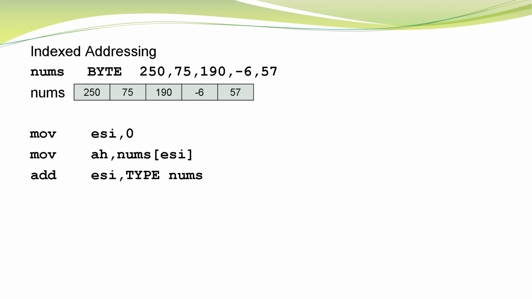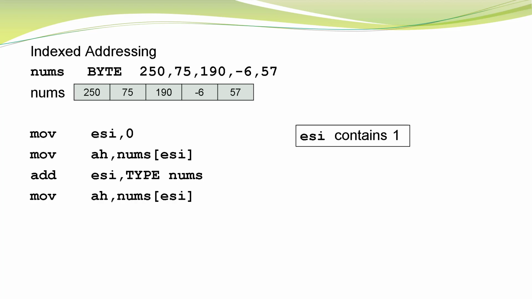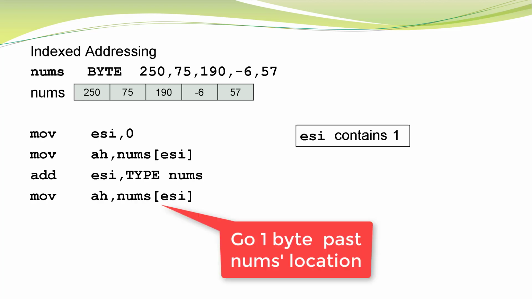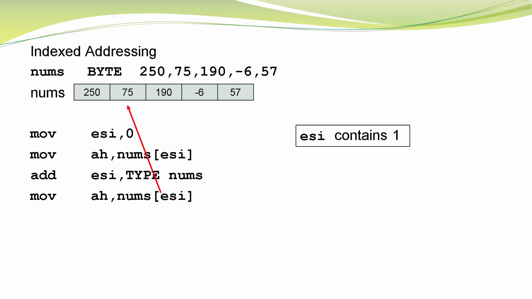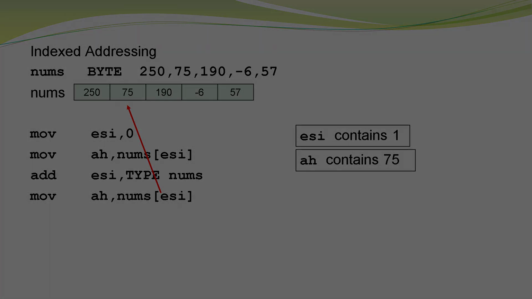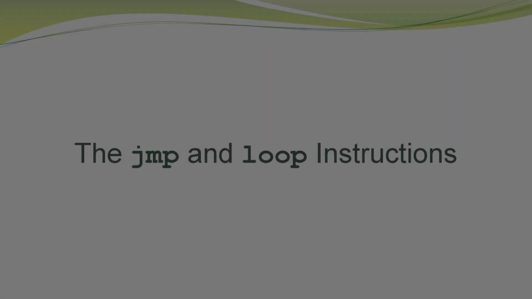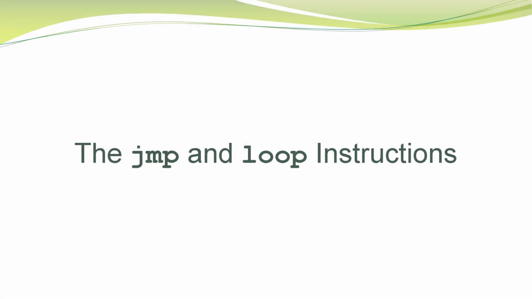I'm adding 1 to the ESI register now, which means it contains 1. When I do this, it says go to nums, then go ESI bytes past that. Well, since ESI has 1, it goes to what we would call the 1 index in a high-level language and loads that into AH. So now AH contains the 75. Which brings us to these two very important instructions.